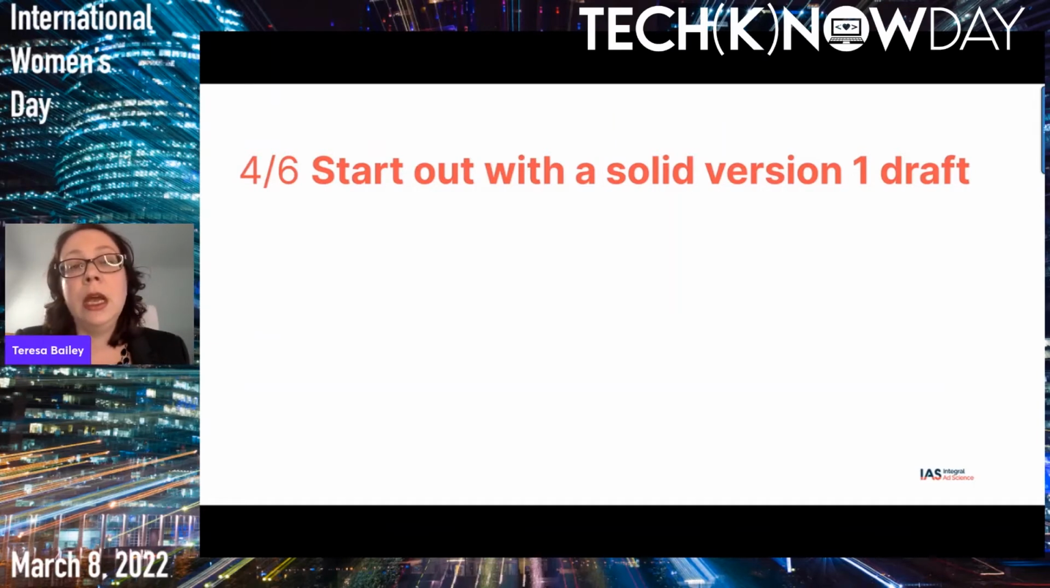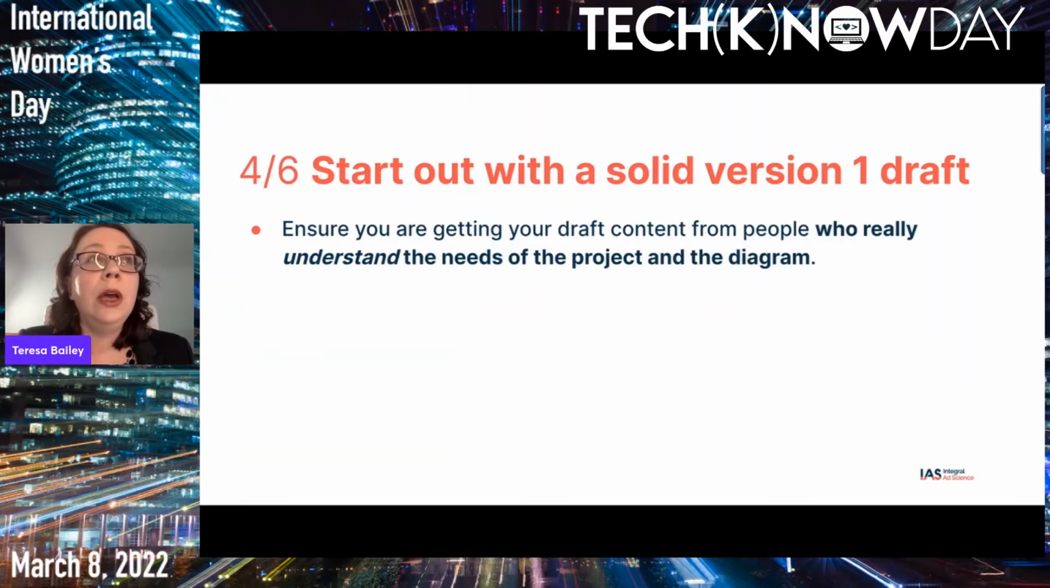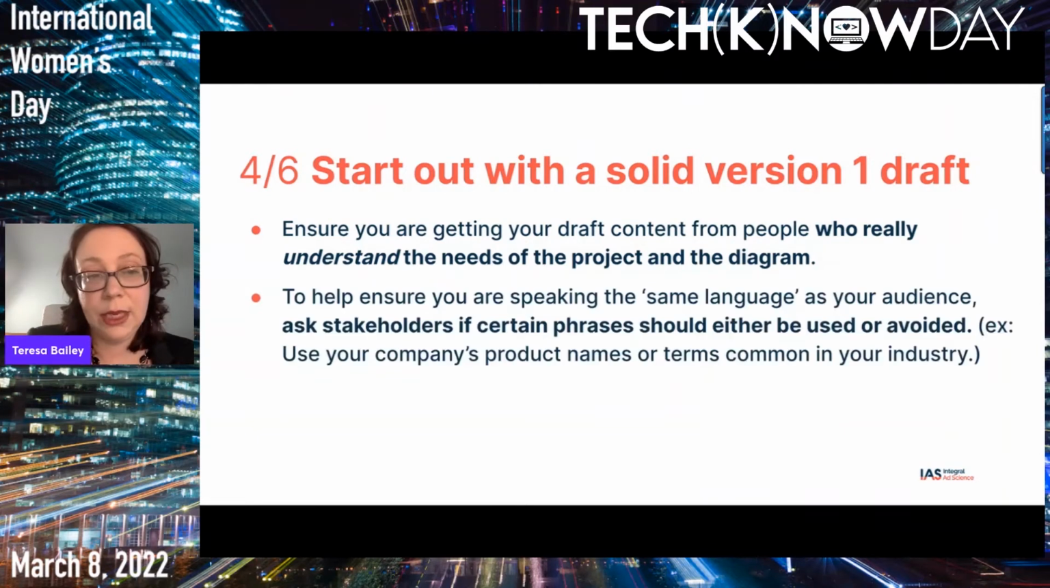Couple more things. Make sure that you start with a really solid version 1 draft. We talked about how you want to make sure you're getting the content from people who really understand the needs of the project and the diagram. If you are that person, make sure that you sit down with the person creating it, whether it's 15 minutes or an hour, whatever they need to have a good first stab at that content. Otherwise, they're really just going to be wasting their time, and your version 1 to your version 2 is going to be so different, it may even take a whole different form. It's better to start with the right content to begin with.